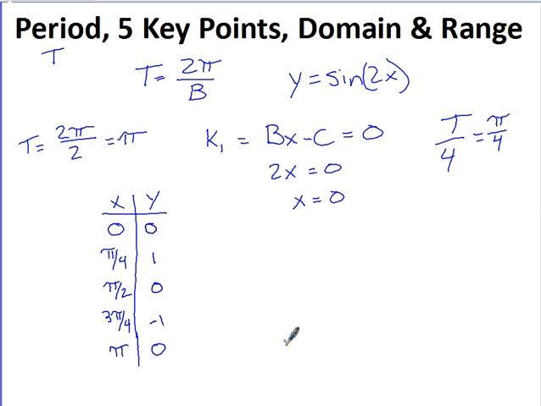So that normal pattern of y values, 0, 1, 0, negative 1, 0, is what I'm going to use. Now, if you don't believe me, or you're not confident in your ability to understand what I just said, you can always plug in these x values. If I plug in 0, 2 times 0 is 0, sine of 0 is 0. If I plug in pi over 4, 2 times pi over 4 is pi over 2. The sine of pi over 2 is 1. So you can always double check yourself and make sure that your y values line up.